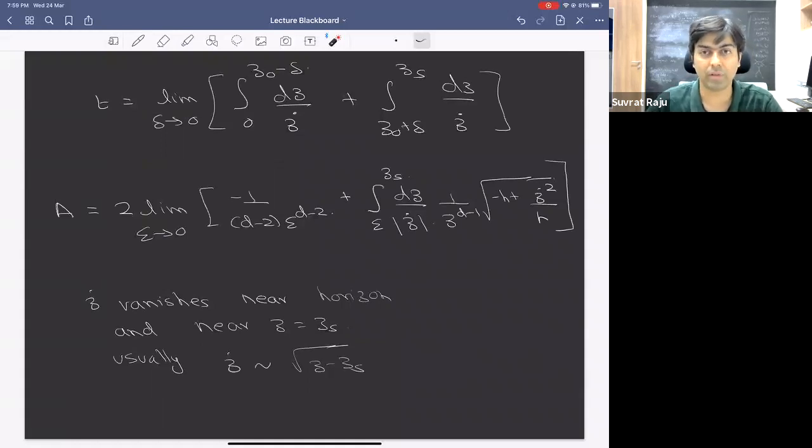When the area becomes large, we find that the time also becomes large. And so by picking the value of c appropriately, we can make both the area and the time grow large. And that is what gives us this unbounded contribution to the entropy.